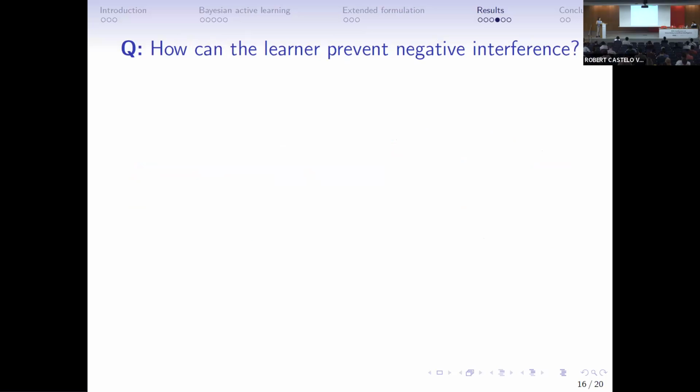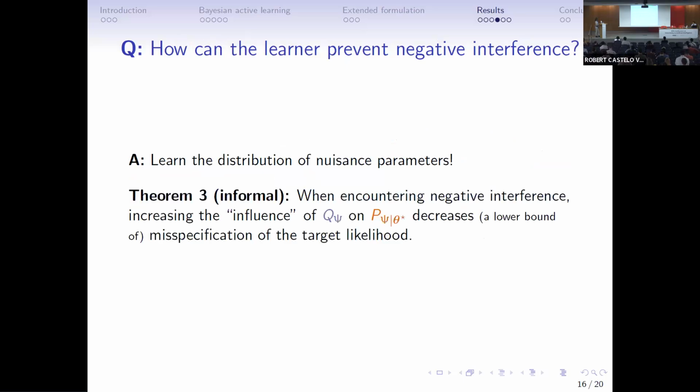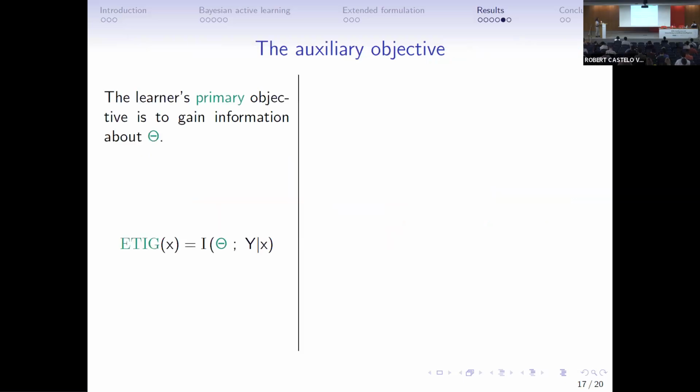Okay, so we have this problem of biased inference. We know it can be really bad. We might want to do something about it. What can we do? You probably saw the answer coming: you would want to learn the distribution of nuisance parameters. And again, we show this in a bit more of a concrete way in the paper.